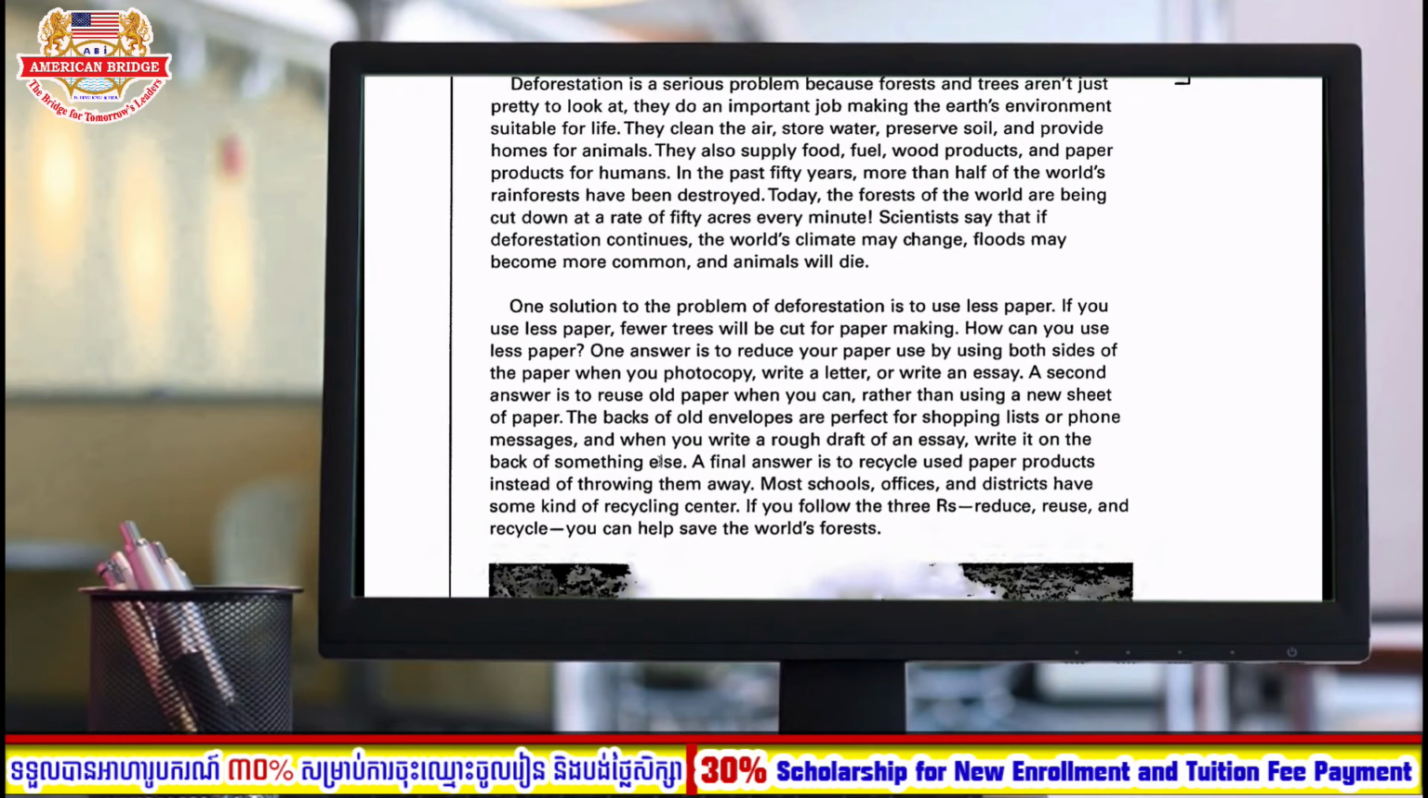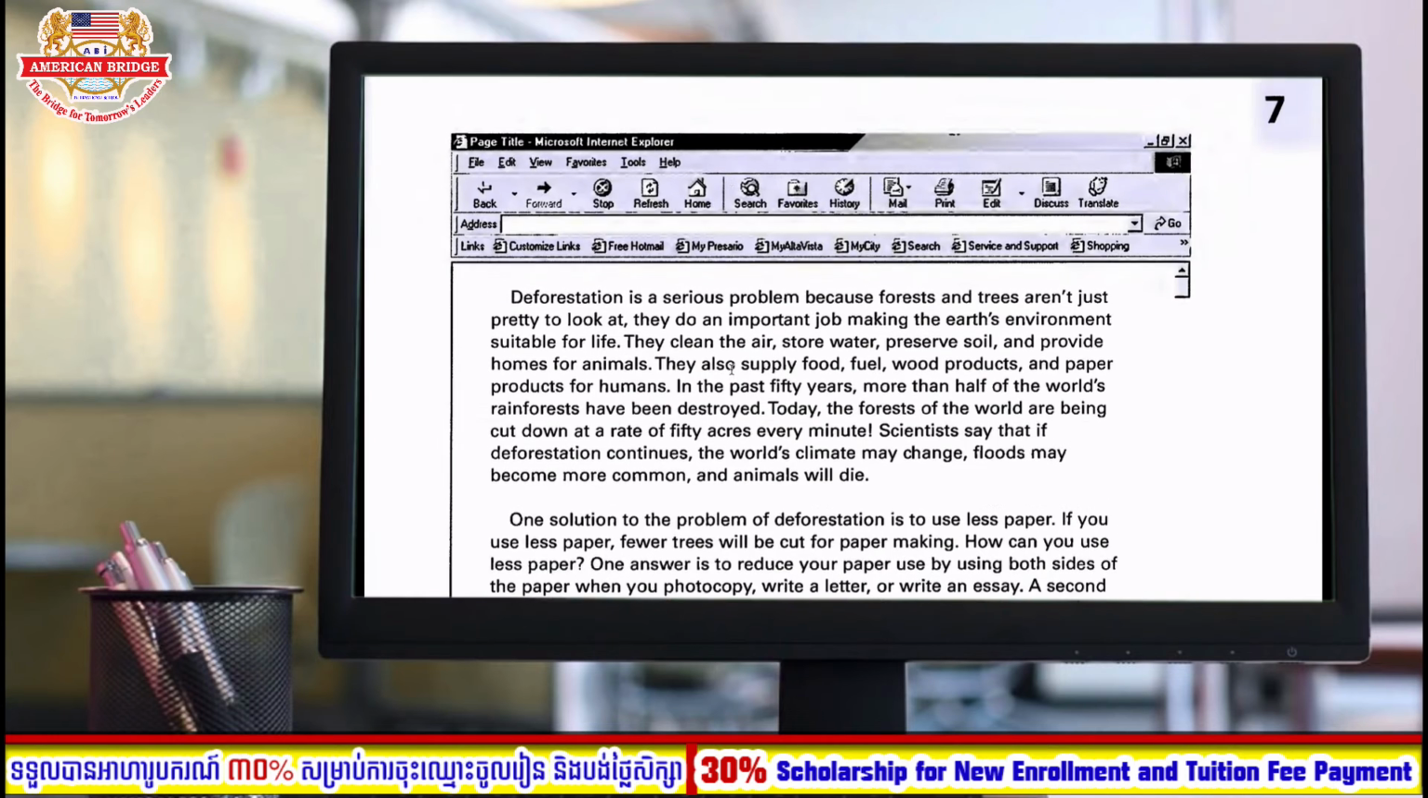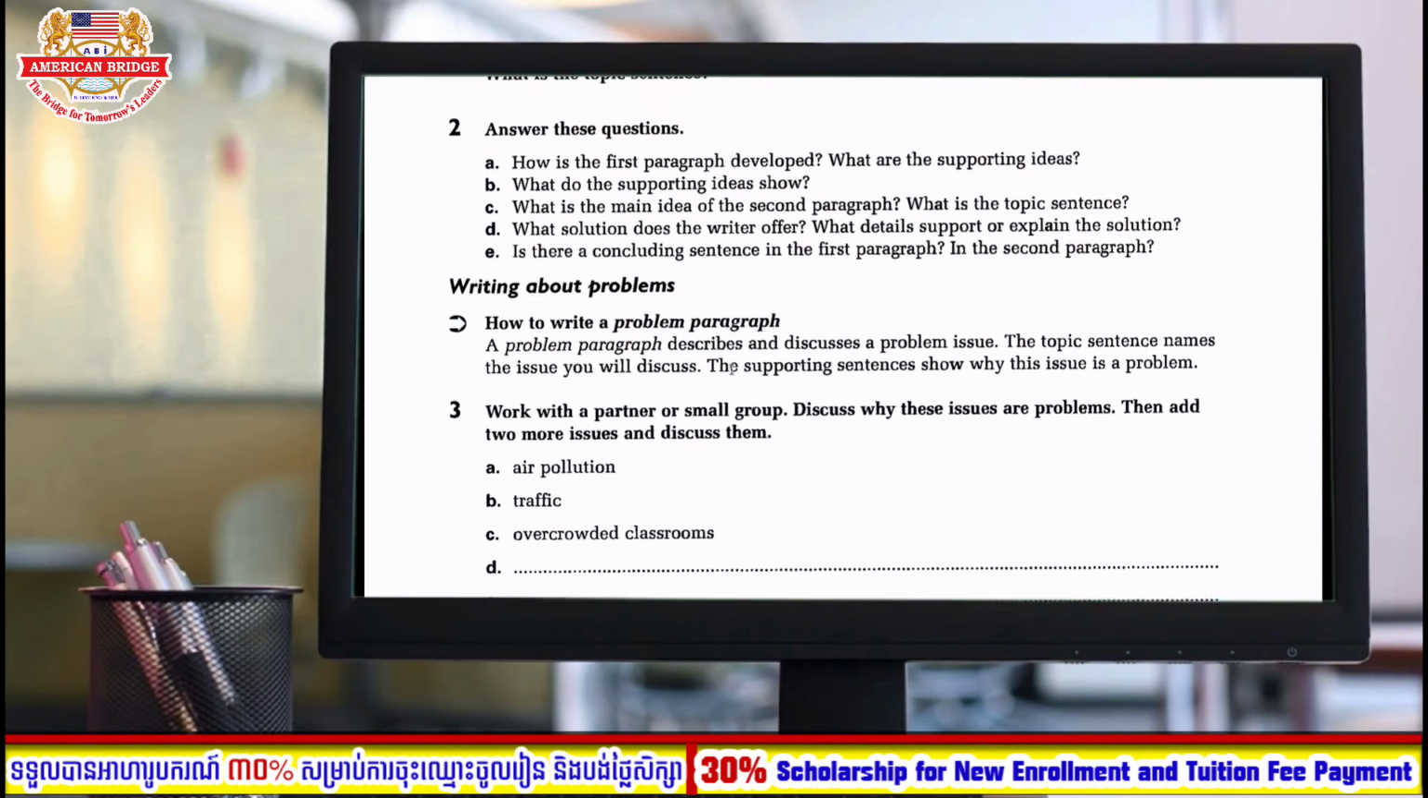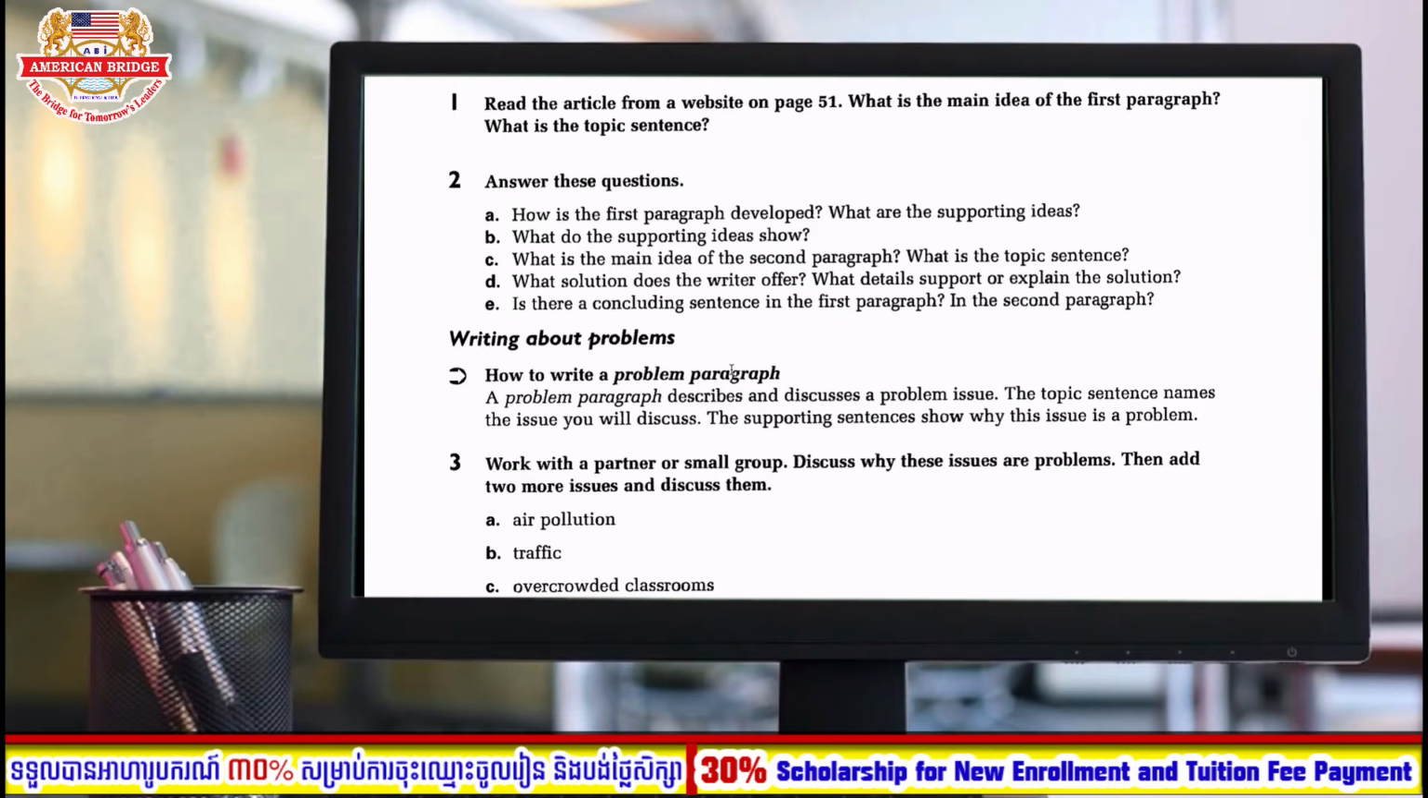And the second paragraph is followed by the solution, right? So one solution to the problem of deforestation is to use less paper. Okay, so this is the main idea or the main solution for the second paragraph, and there is a lot more explanation why this is the solution. Okay, so this is how you are going to write about the problem and solution paragraph.